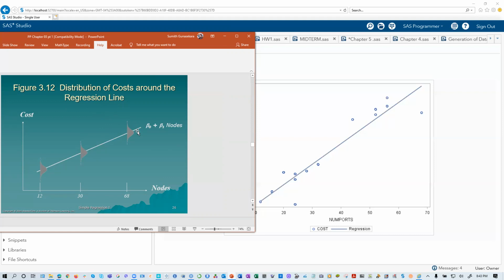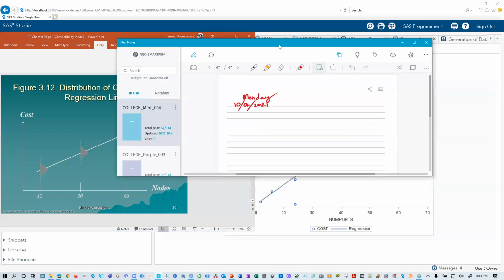Expected value of cost given nodes. For a given number of nodes, the expected value of cost is going to be in this format. That's the idea over there. That means that here, we'll get an idea.